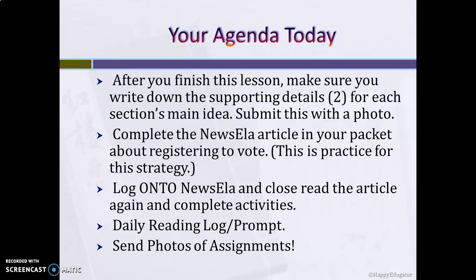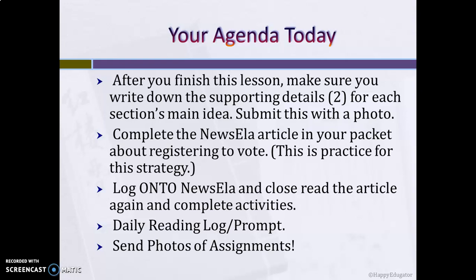I have had very few girls in the last couple days complete the News ELA online, even though I have seen the photos of completed packet work. It's very important that you log on and practice the article again. Close reading, we know, means that we read more than once. And News ELA has activities and questions that make us think more about that topic. So that is a big part of your daily assignment.